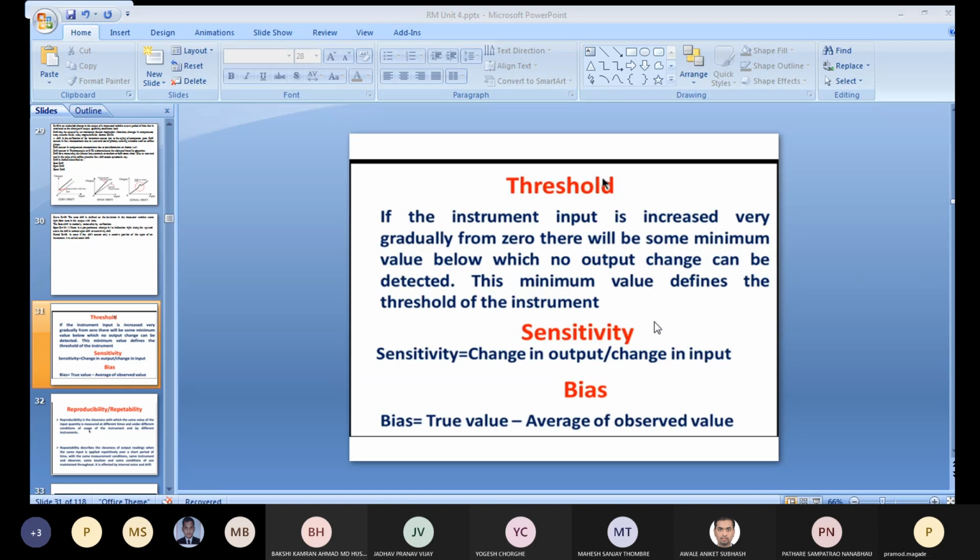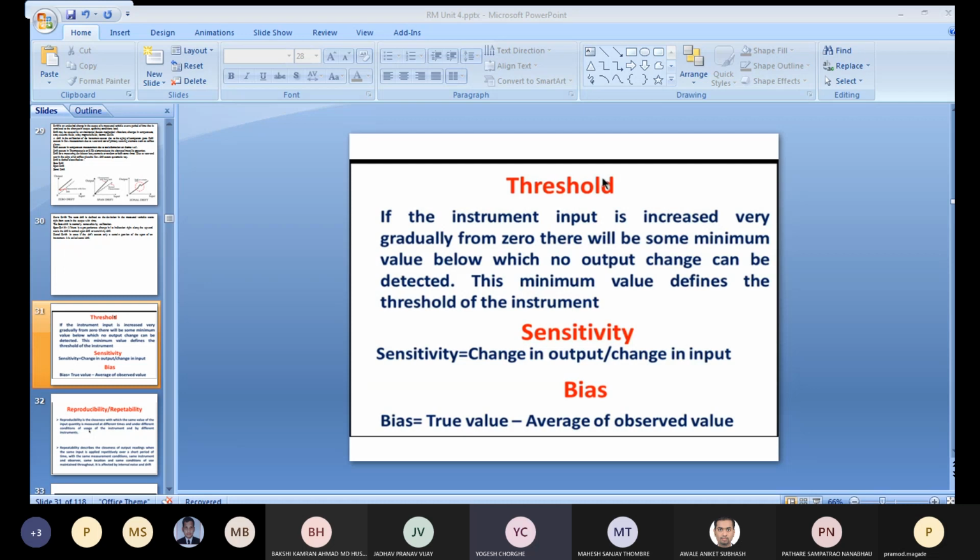Now, next static characteristic is sensitivity. So can any one of you tell me an example of sensitivity related to an instrument? Tell me what is sensitivity. Of course, it is the change in output with respect to input. That will be the sensitivity. Most of you, I think, are doing a job, so just tell me.